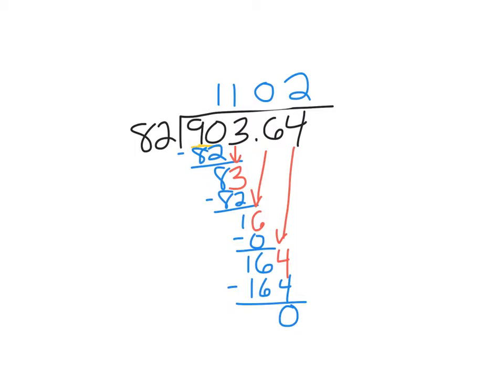So since I no longer have any more numbers to bring down, and I've reached that remainder of 0, I have reached my stopping point. I just need to bring my decimal up into my answer, and my answer is 11.2.